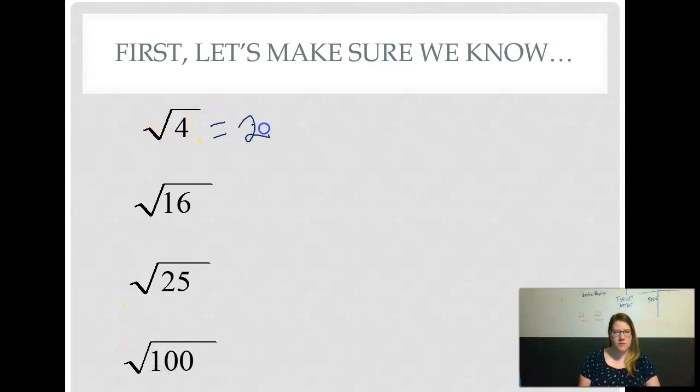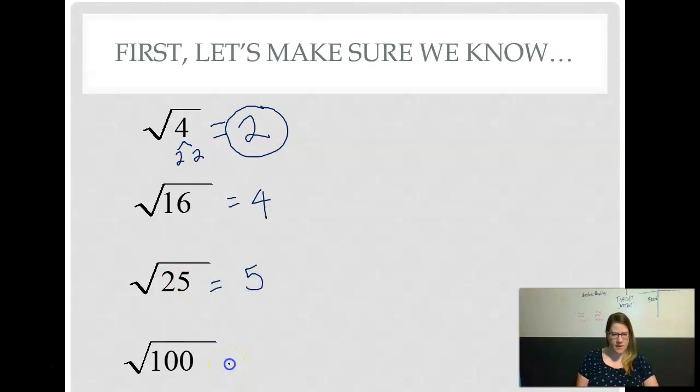The square root of 4 is equal to 2. And again, remember that is because 4 is equal to 2 times 2. And under a square root, if I have two numbers the same, it's going to be equal to one of those. Square root of 16 is equal to 4. Square root of 25 is equal to 5 because 5 times 5 is 25. And the square root of 100 is 10.